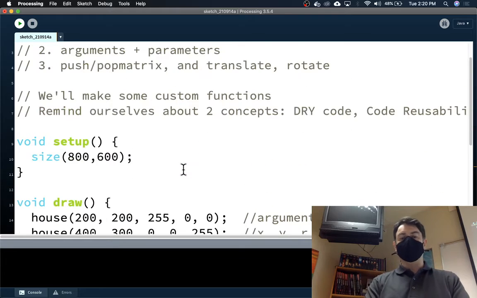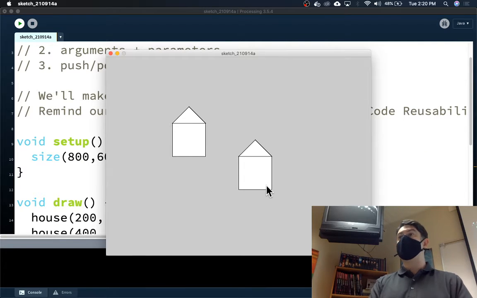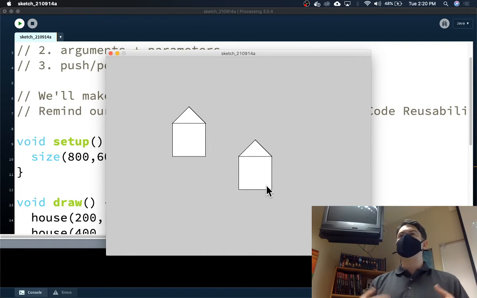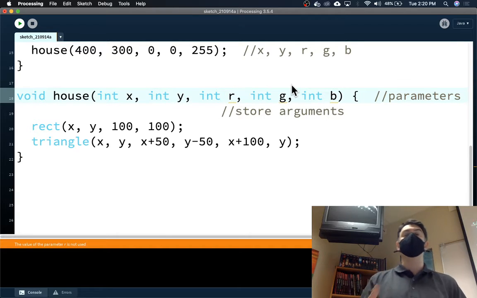If I run this, does that do anything? Not really. Those numbers are there, and we're passing them. The arguments are being caught by those parameters. It's just we're not doing anything with them. And actually, Processing highlights them in yellow, just to remind you, hey, look out, you forgot to use these things. You made them, so you probably meant to do something with them, but you didn't. So it's what's called a warning.